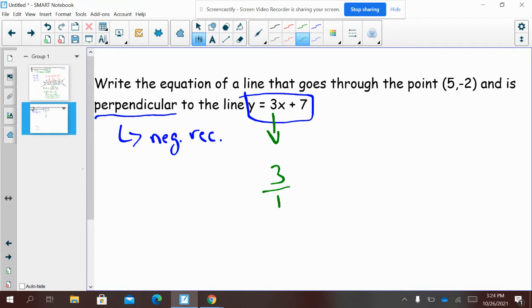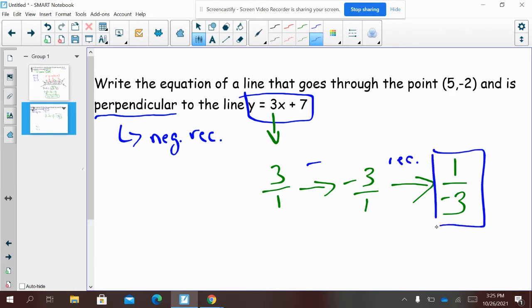We can express that as 3 over 1 if we wanted to make it into a fraction. The negative version of 3 over 1 would be negative 3 over 1. And the reciprocal of that would be 1 over negative 3. So I've gotten the negative reciprocal. So the slope that we're going to use in this particular problem is going to be negative 1/3.